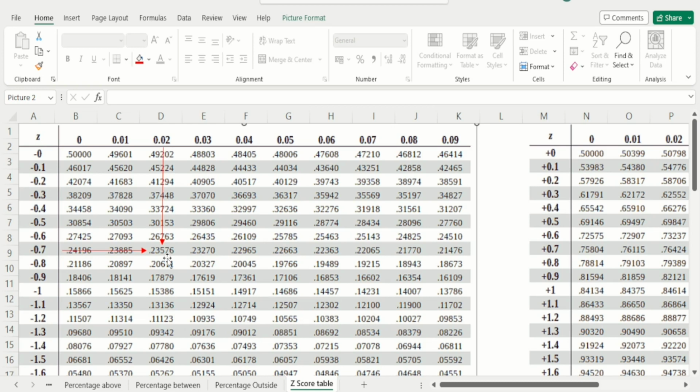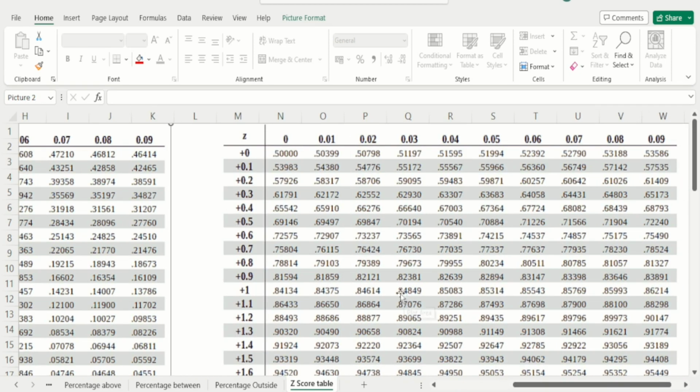In the next video, what we'll be looking at is the reverse. If you are provided with a probability, for instance, let's say 0.7938, what does it mean in terms of a z-score? So we'll be doing the reverse. We'll be looking at the probability and then finding the z-scores, and that again has its own set of applications.